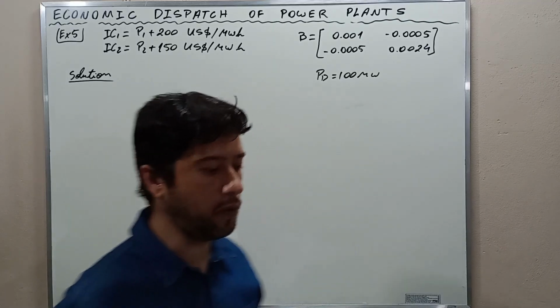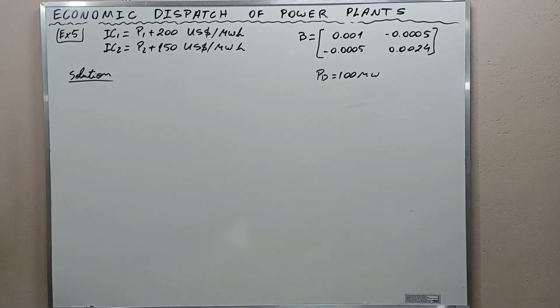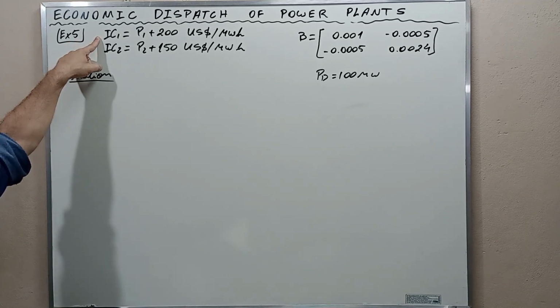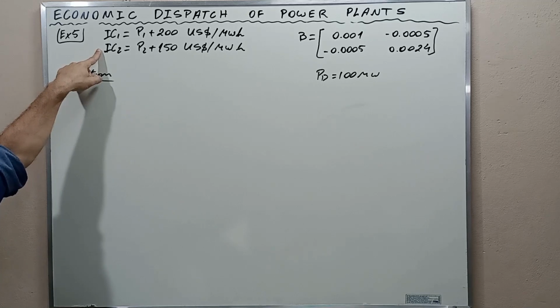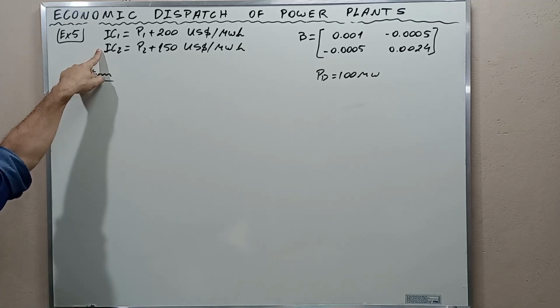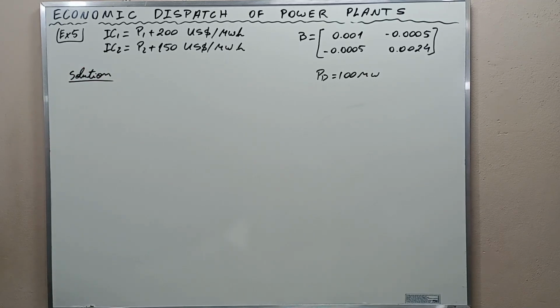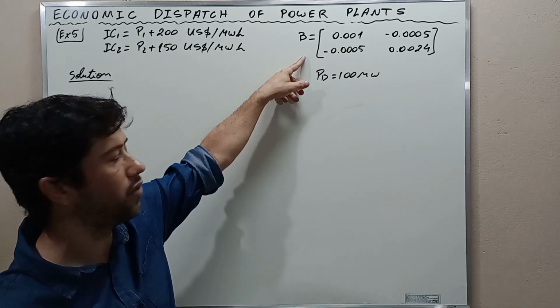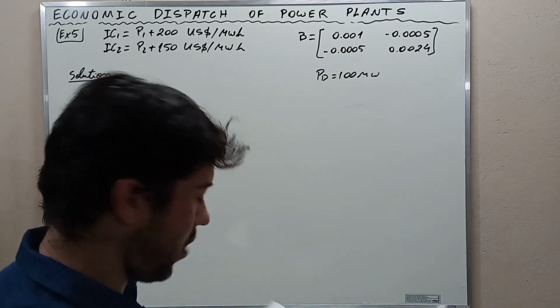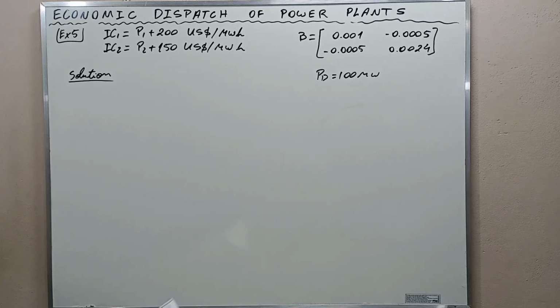Exercise number 5 now. Consider a power system fed by two plants having the following incremental costs. This is the incremental cost of operating power plant 1, and this is the incremental cost of operating power plant 2. If the loss coefficient matrix is this, find the optimal dispatch schedule for a system load of 100 megawatts. This is the question. Let's go to the solution.